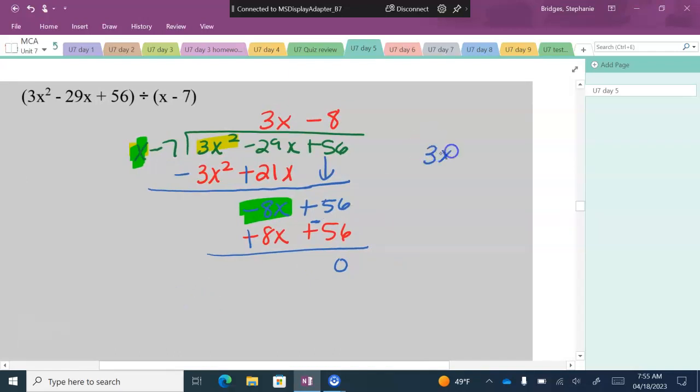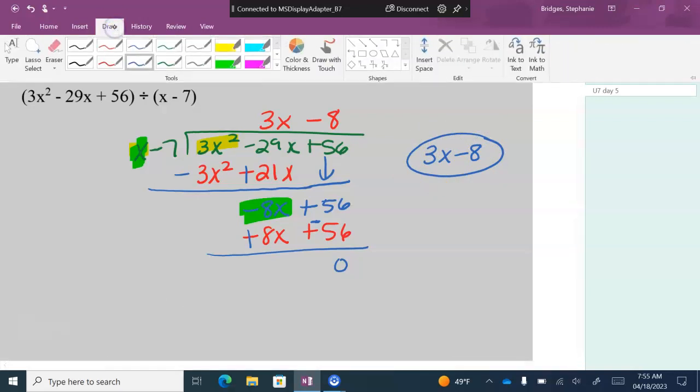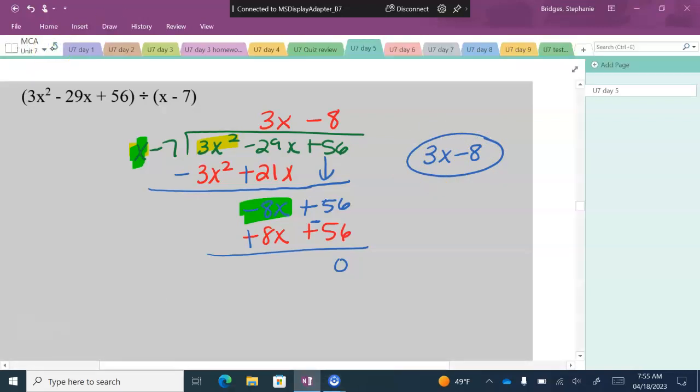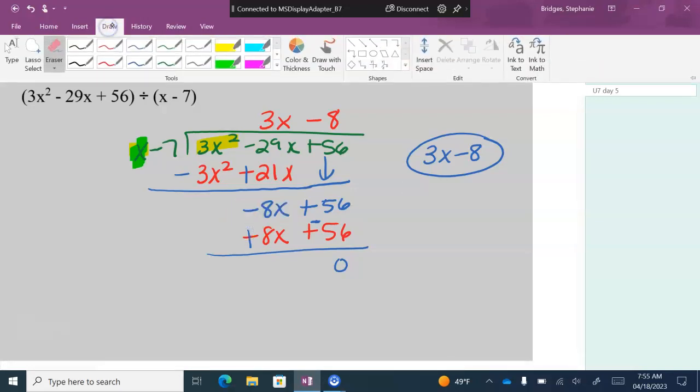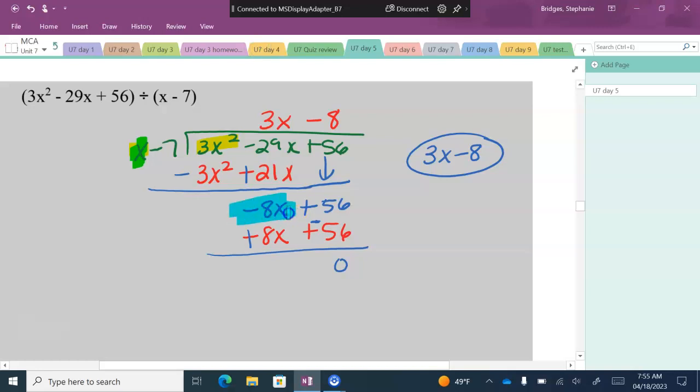So my final answer should be 3x minus 8. A lot of you have plus 8 there, so be careful with that. Be careful when you are combining your terms that you bring the signs that are needed. Okay? And what I'm talking about is this one in particular right here. It needs to be a negative 8x, not a positive 8x. Is everybody okay with that?